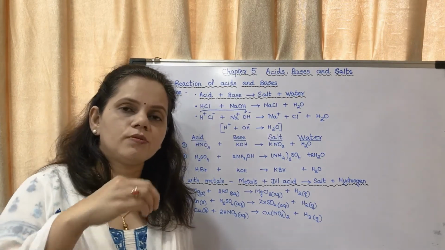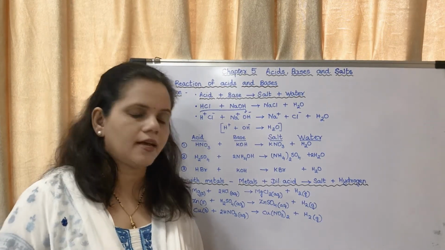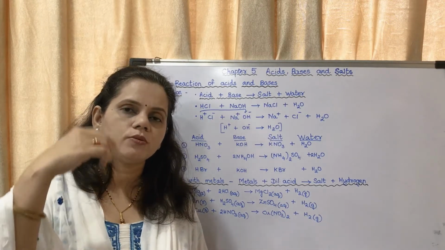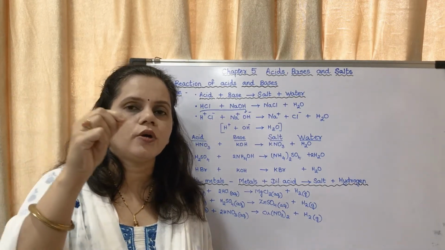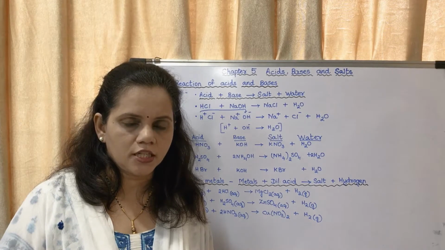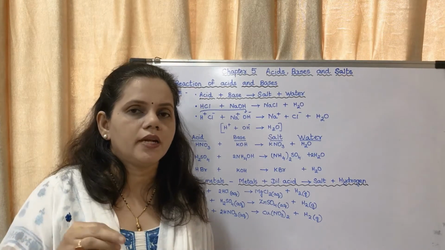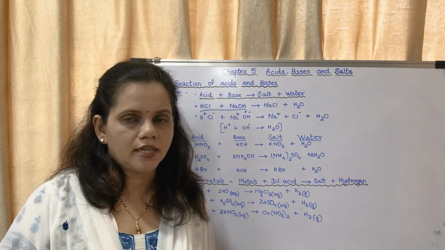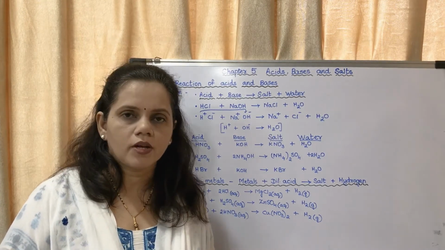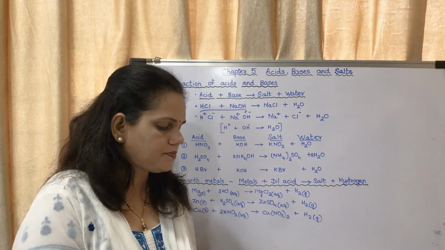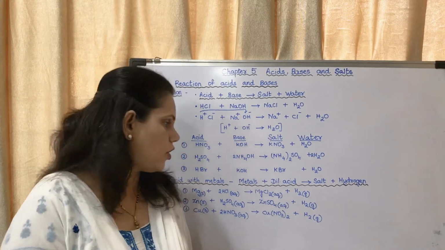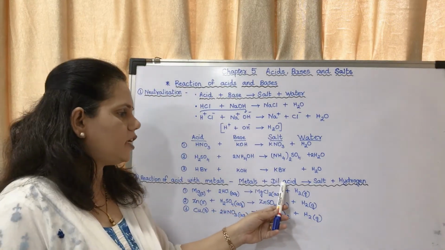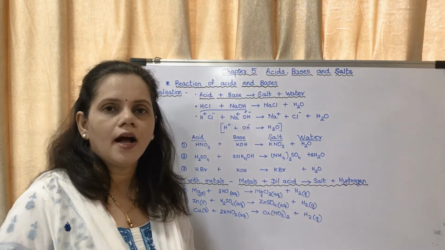Now that H2 will come up in the form of bubbles. They have shown bubbles. The H2 will come outside. If you show a candle at the mouth of the test tube, it will burn with an explosion because hydrogen gas is inflammable. Okay, so that is a reaction. The first reaction for metals reacting with dilute acid to form salt and hydrogen.